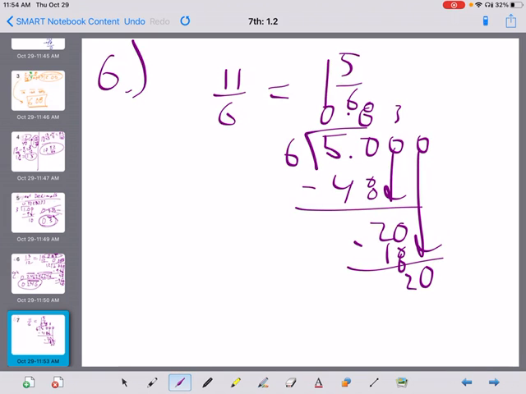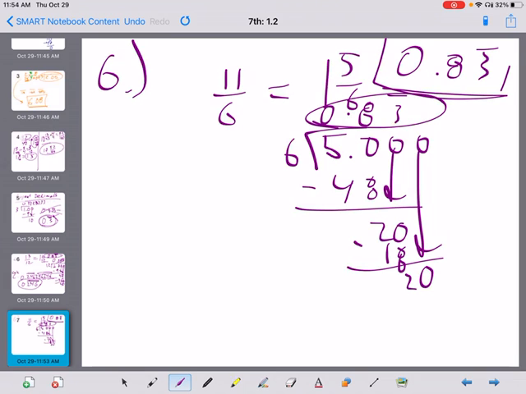Alright, and now I see the pattern. It's 2, 0 times in a row, so I know that the answer is going to be over that. 0.83, and the 3 is repeating. That looks familiar, right? Didn't we just have 0.83? Why would we have that for two things in a row? Well, first of all, this isn't 0.83, it's 1 and 83 hundredths, because this 1 is right here.